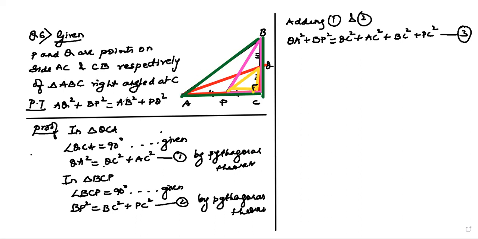Now I want AB square. On the right hand side, AB square. AB belongs to the big right angle triangle, children, in triangle BCA. Angle BCA equal 90 degrees.